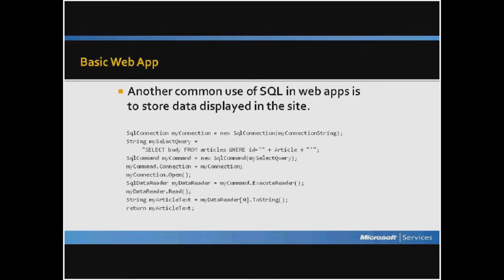We can see in the code here, same thing. We create a SQL connection. We build our query: select the body of the article from the articles table where the ID is equal to the article number. And we create a command, open the connection, execute that command, and we return the body of the article back to be displayed on the web page.